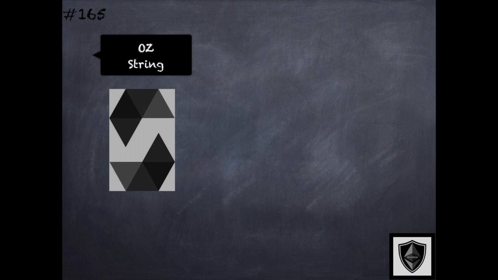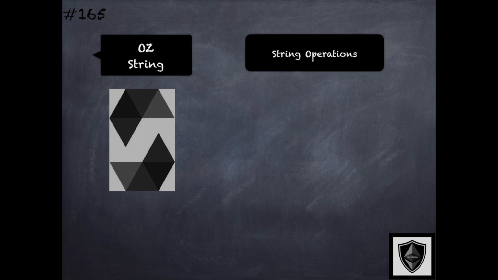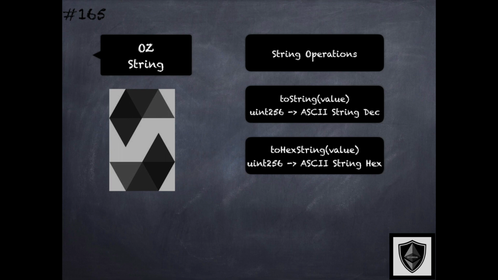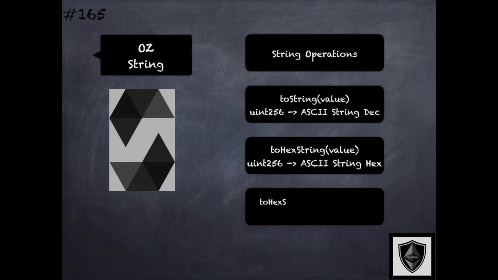OpenZeppelin provides a string library that allows one to perform some basic string operations. There is a toString function that converts a uint256 to its ASCII string decimal representation. There is a toHexString that converts it to an ASCII string hexadecimal representation. And finally, there is a toHexString that takes in a length parameter that converts a uint256 to a hexadecimal representation with a fixed length.